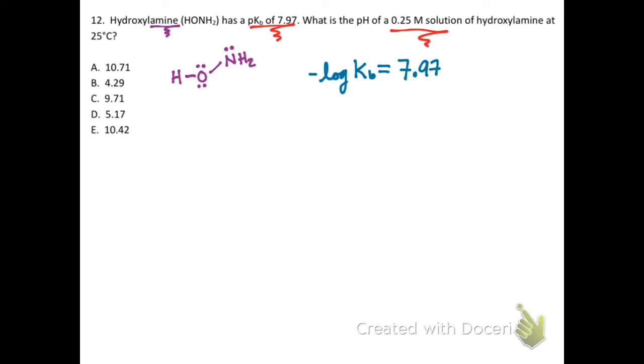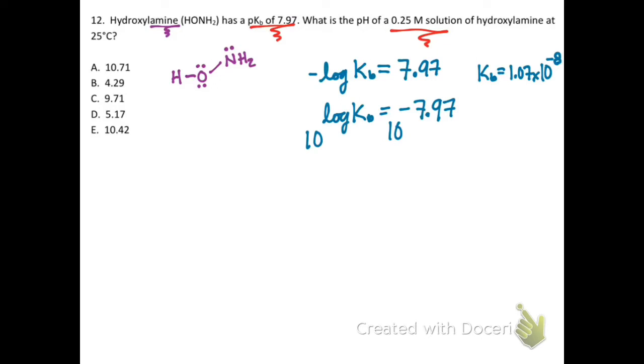So if you know the pKb, you can find the Kb, which is going to allow us to solve this problem. So multiply both sides by -1. We'll get the log of Kb is equal to negative 7.97. And we'll do 10 to both powers. And that will give us our Kb, which is equal to 1.07 times 10 to the negative 8th. Cool. Now we have everything we need to complete this problem.